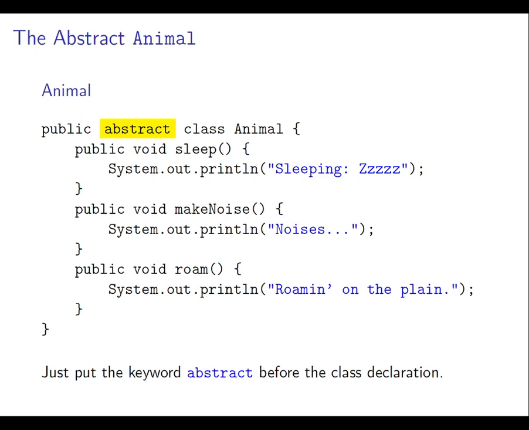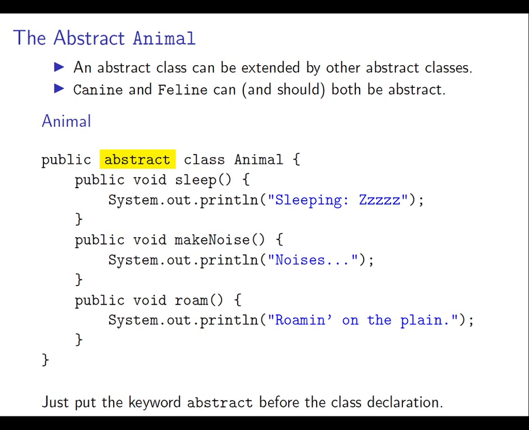Now, notice that our abstract class animal does in fact provide implementations of each of the three methods we have. There's no particular need for an abstract class to have any abstract method, although it can. If you have an abstract method in a class, then the class must be abstract, but not the other way round.